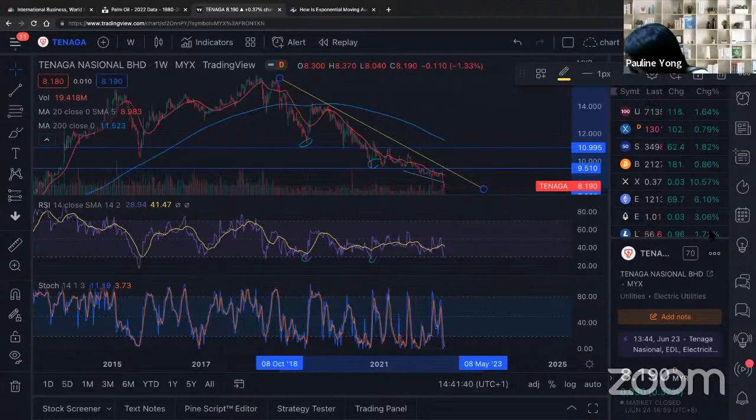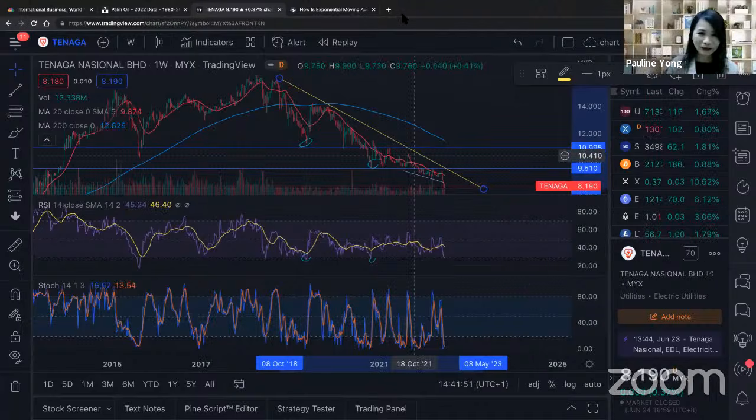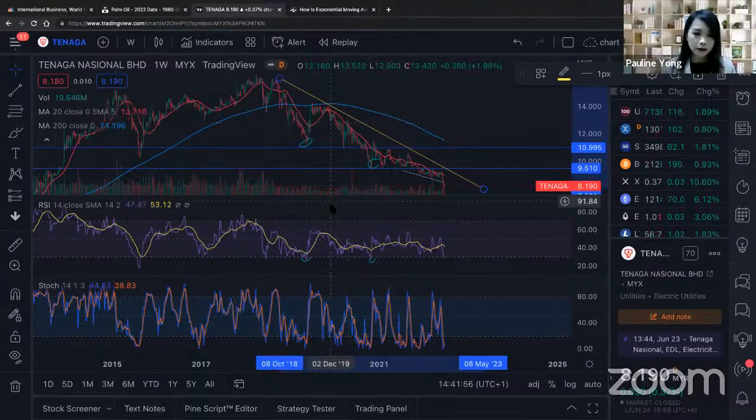Suitable setting of... I can't see the word too much. Okay, never mind.